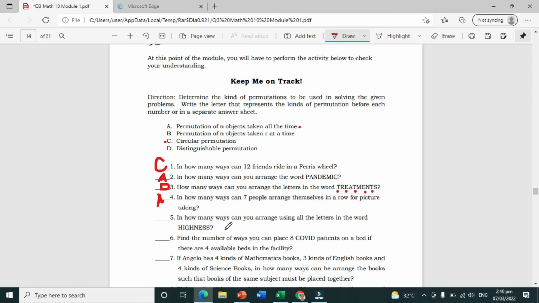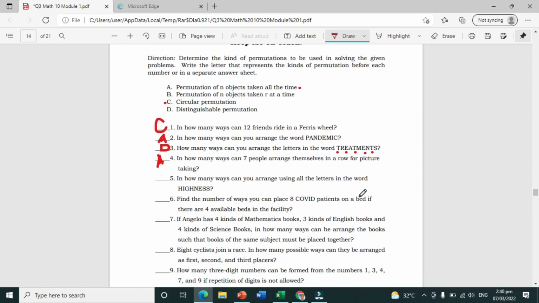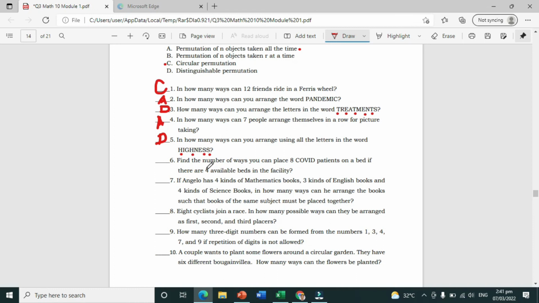Number 5. In how many ways can you arrange using all the letters in the word highness? May makita ka bang nauulit na letters? Meron tayong dalawang H. Okay na yun, sana. Meron pa tayong dalawang S. So, what kind of permutation? Okay, correct. Distinguishable permutation.